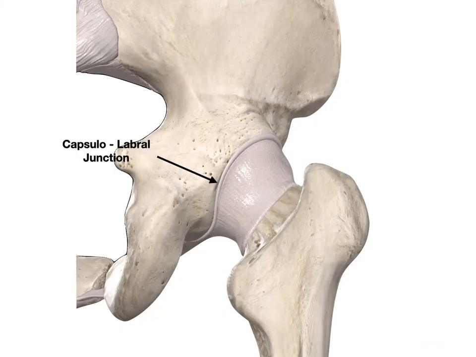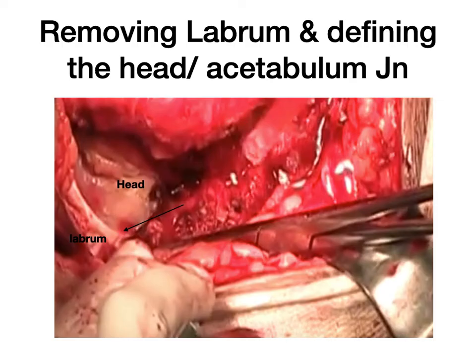As I said, in most cases you will be able to identify the capsulolabral junction, and we'll see the shape. If you see, it is rising above here and dipping here. There is a thin line of labrum here which can be identified, and this is the capsular tissue. Similarly, intraoperatively, you see this is the labrum here, this is the head, and this is the posterior wall.